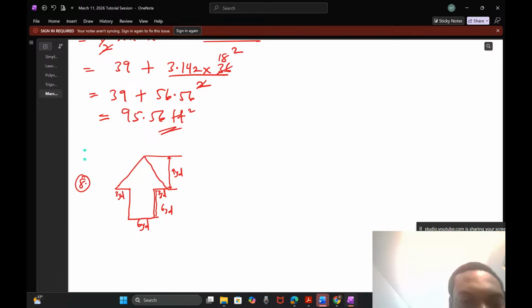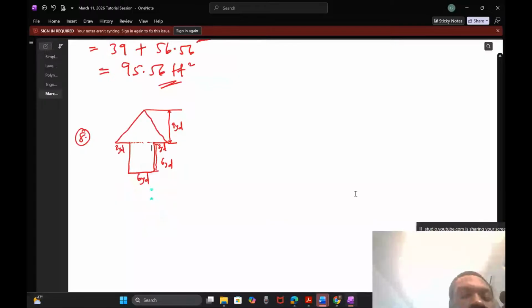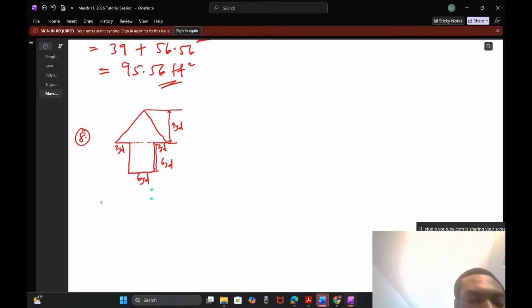So let's use a broken line to connect it. Okay. So we have it like a triangle. We have a triangle on top of a square. And I'm going to draw the triangle out. The length of the triangle is 9 yard.